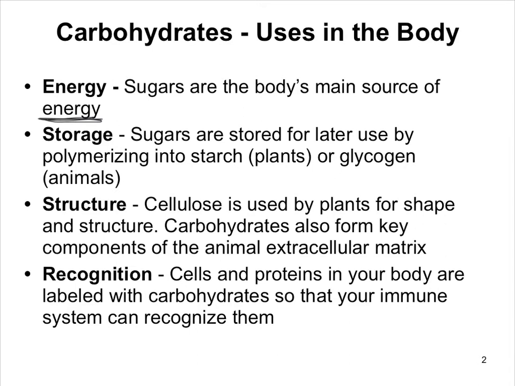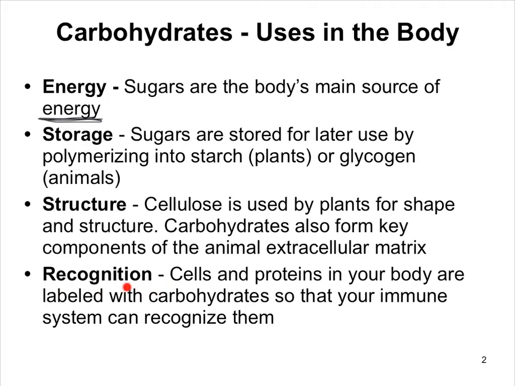Animals do not typically use a lot of carbohydrates for their structure, but there are carbohydrates that form key components of what's called the extracellular matrix, which will be a topic of our discussion in a few weeks. But to give you the super basic version, the extracellular matrix is what holds your cells together and gives shape to your cells so that they're not just a mound of tissue, right? If it wasn't for this extracellular matrix, you would just be a blob of tissue with no organization.